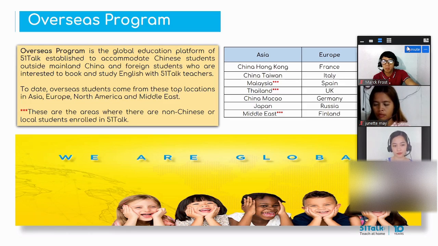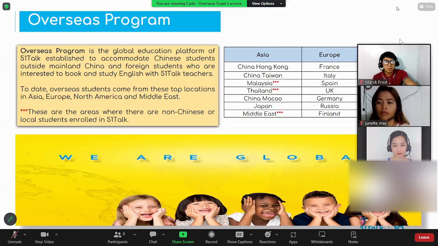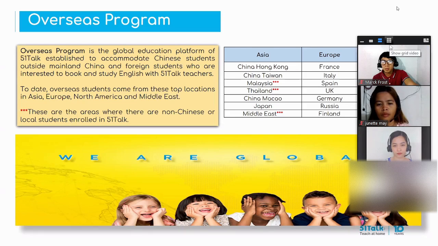I mentioned this earlier, that since you're part of the overseas program, you will be exclusively teaching students coming from different countries. We still have Asian countries, namely Hong Kong, Taiwan, Malaysia, Thailand, Macau, Japan, and the Middle East. In addition, we have European countries, which is France, Italy, Spain, UK, Germany, Russia, and Finland. Also, we have North American countries, USA and Canada. It's the global education platform.